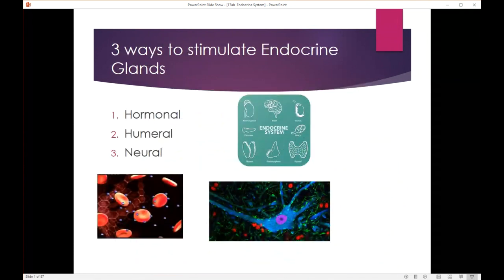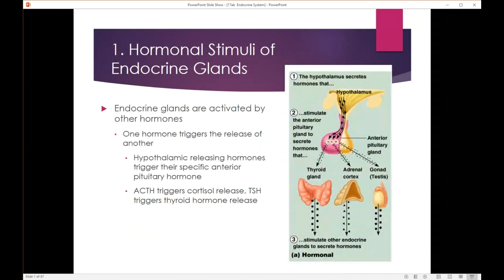Okay. There are 3 ways to stimulate our endocrine glands to work. We have hormonal. Hormonal means that we're using a hormone to stimulate another hormone to be released. There's humoral. That should be an O right there, not an E. My apologies. Humoral has to do with the humor, or the blood, the fluid, the liquid within our body. So it's like a concentration of an ion within our blood. And then neural means that our nervous system is actually controlling it.